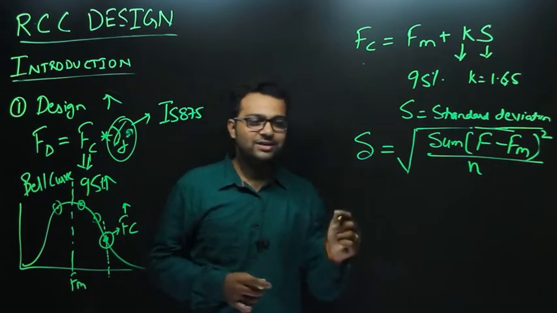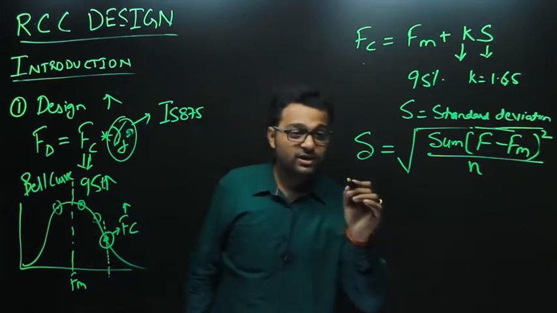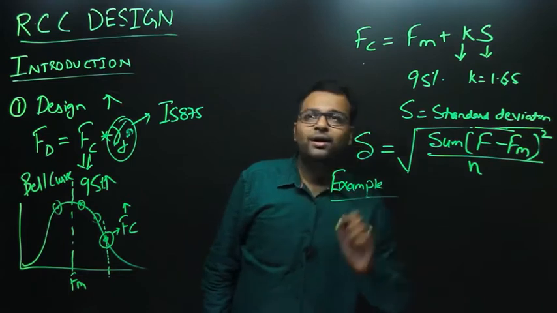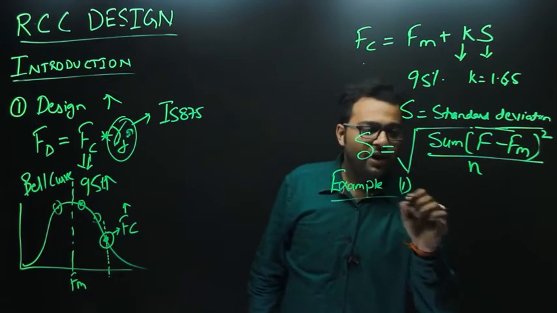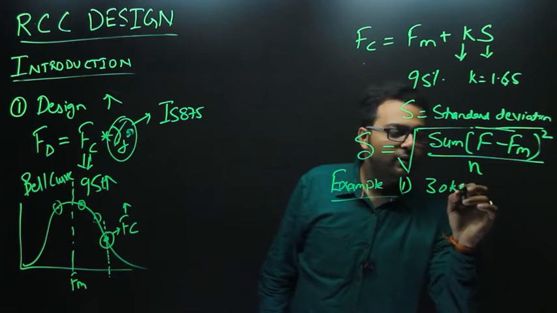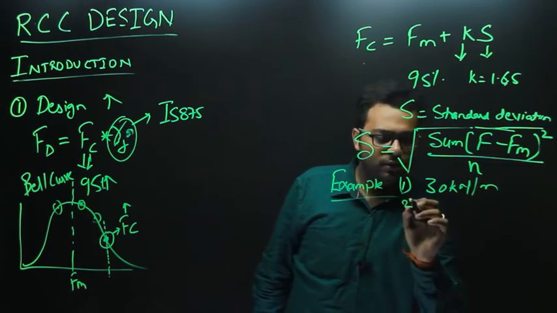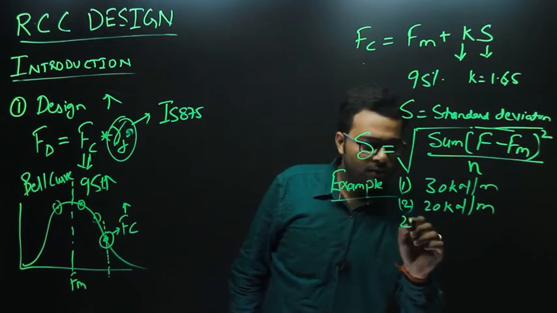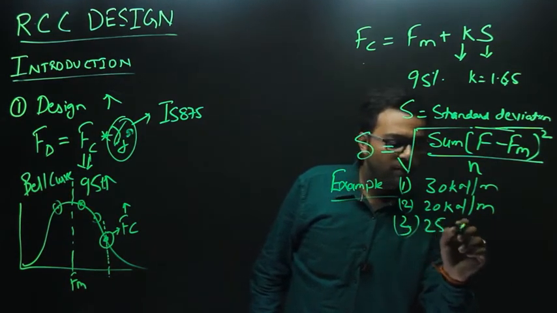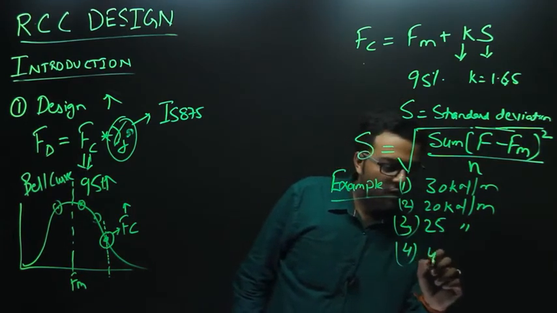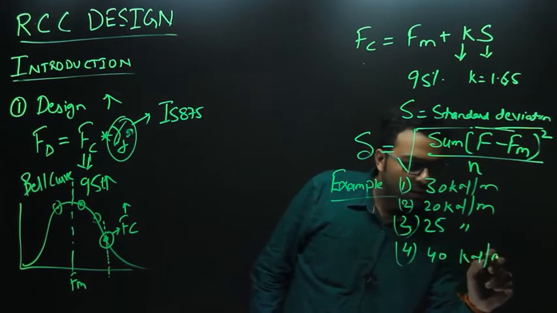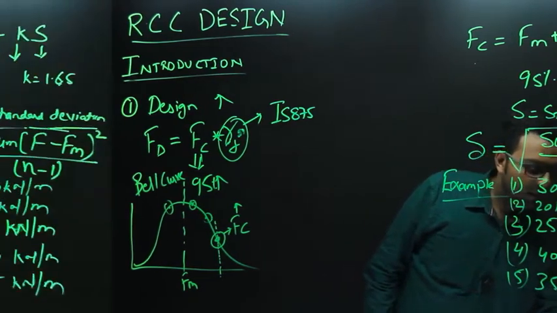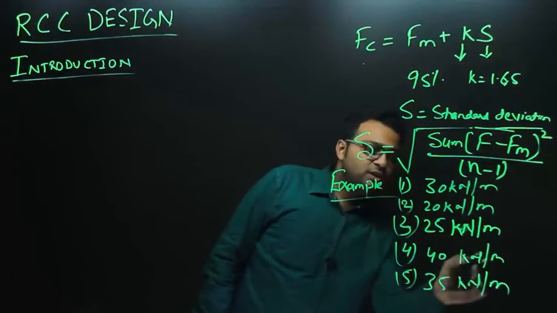To understand this, let us take an example. Let's suppose there is a member which has applied loads of 30 kilonewton per meter, 20 kilonewton per meter, 25 kilonewton per meter, 40 kilonewton per meter, and 35 kilonewton per meter. Now we have these 5 samples.